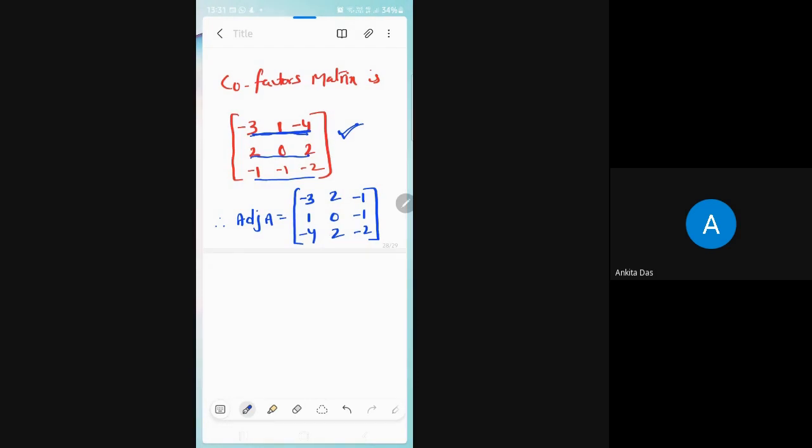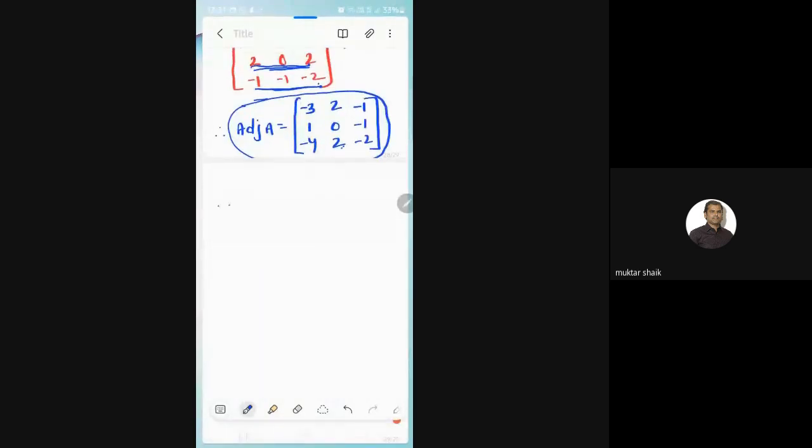Adjoint A is the transpose of the cofactors matrix. Transpose means the first row elements we write as the first column. Similarly, the second row 2, 0, 2 we write as the second column, and the third row minus 1, minus 1, minus 2 we write as the third column. This new matrix is said to be adjoint A. Once you get adjoint A, therefore A inverse is equal to adjoint A by det A.